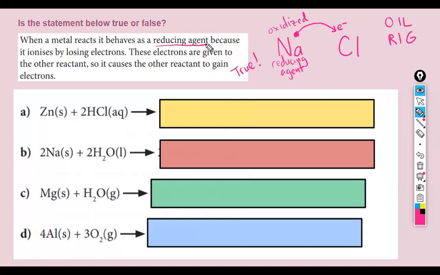Remember, I explained that last week. If something is reduced, then it would be an oxidizing agent. The type of agent it is, is the opposite of what is happening to it. Right?